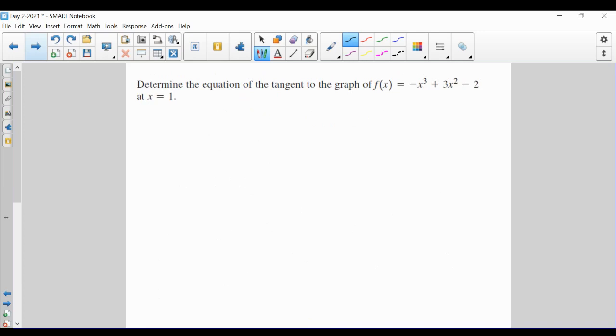Now we're going to try to answer not just the derivative, but to use the derivative to do stuff with it. All right. Determine the equation of the tangent to the graph, which is exactly what your homework is all about, at x equals 1. The equation of the tangent to the graph of this thing, f of x equals all of that stuff there, at x equals 1. This might actually have been one of your homework questions.